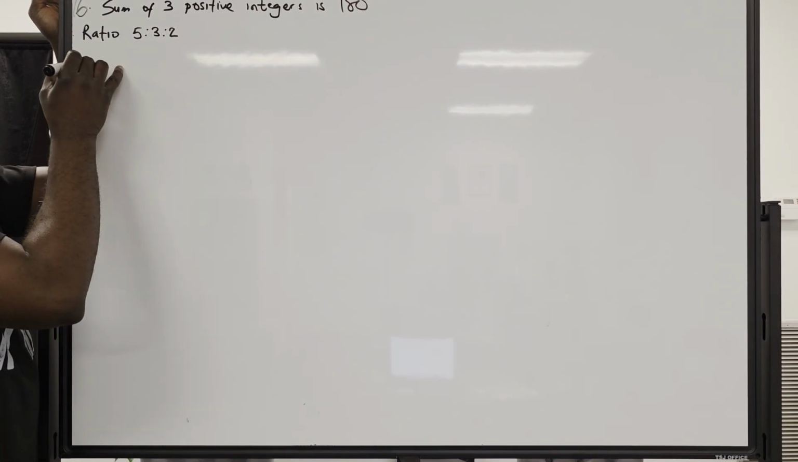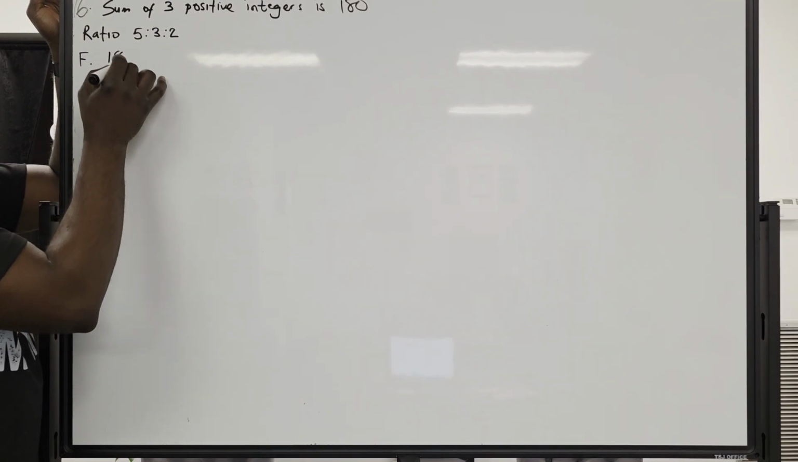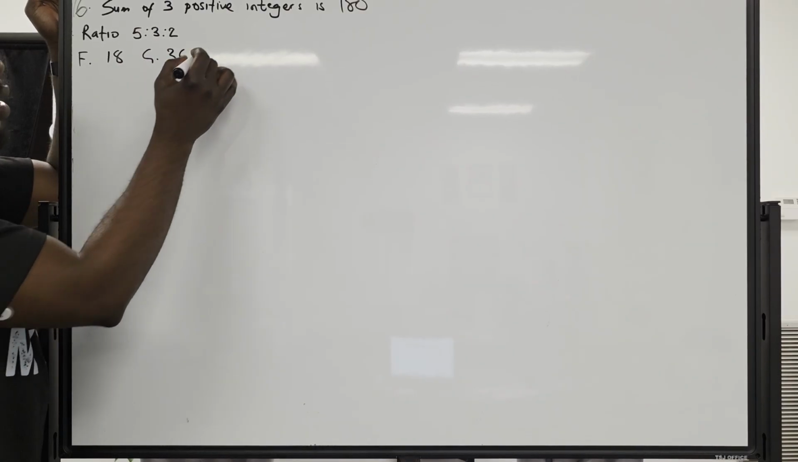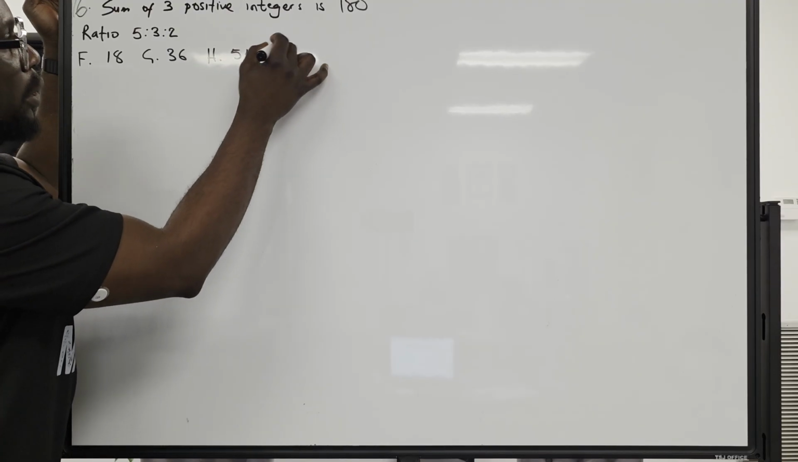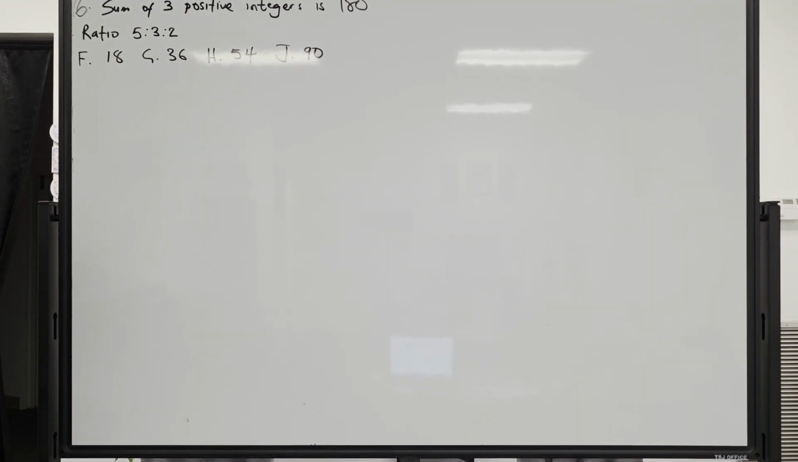So they gave us options. Option F is 18. Option G, 36. Option H, 54. And option J, 90. The sum of three positive integers is 180, and the ratio is 5:3:2. What is the value of the smallest of the integers?